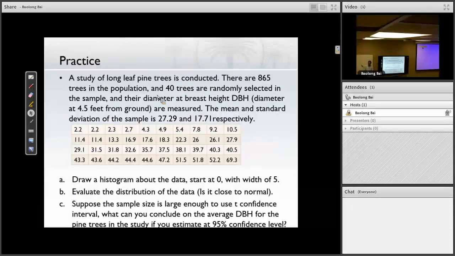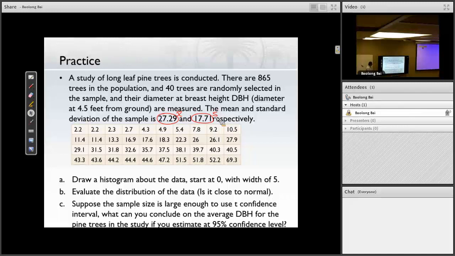A study of longleaf pine trees is conducted. There are 865 trees in the population, and 40 trees are randomly selected in the sample. Their diameter at breast height, that's the variable of interest, is measured, and the mean and standard deviation of the sample is 27.29 and 17.71 respectively. So basically, the first number is the mean of the sample, which is x bar. The second number is the standard deviation of the sample, which is s. Right?